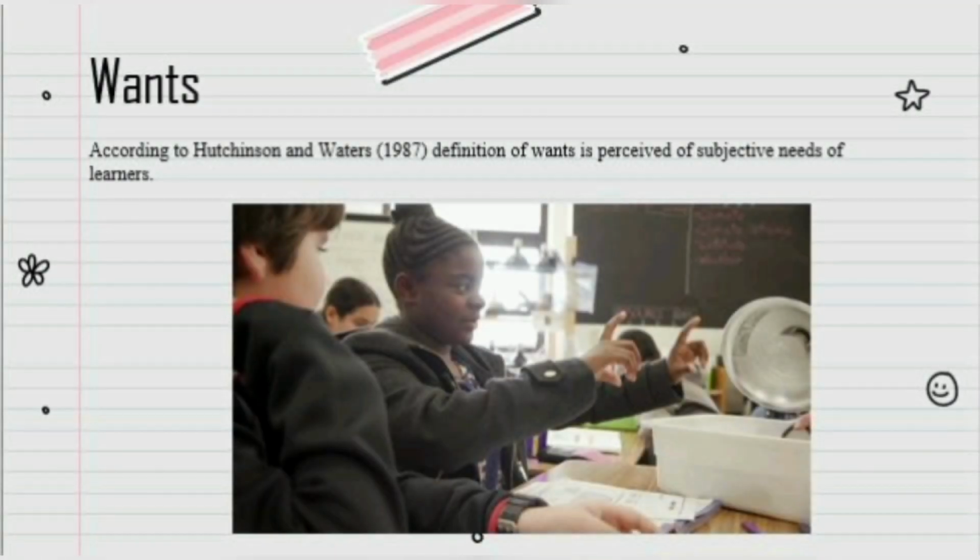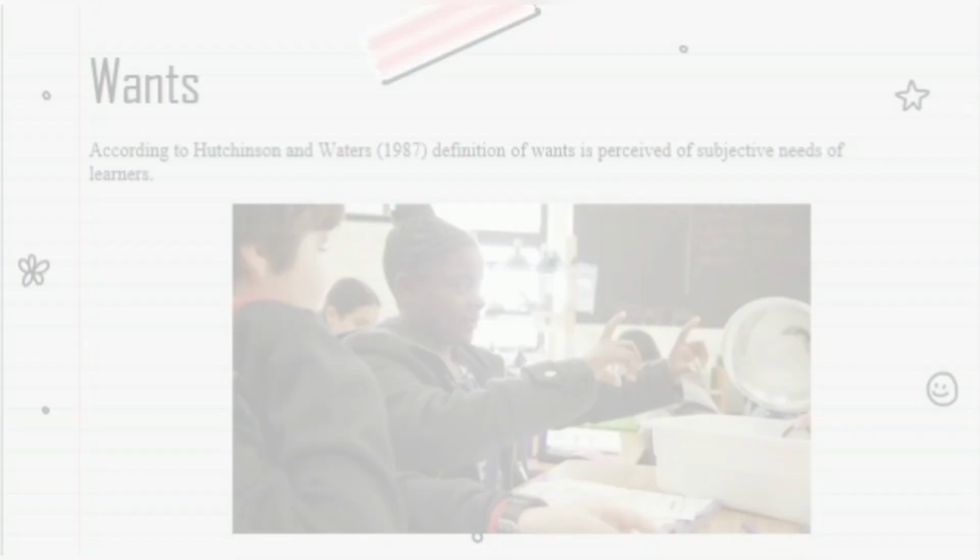The last is wants. According to Hutchinson and Waters, 1987, the definition of wants is perceived and subjective needs of learners. So everyone, this is an example if we are going to analyze students by giving a questionnaire.